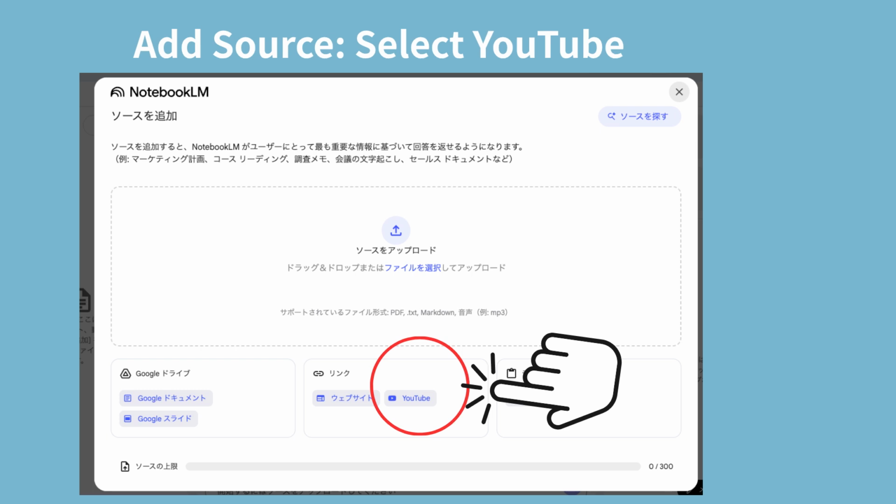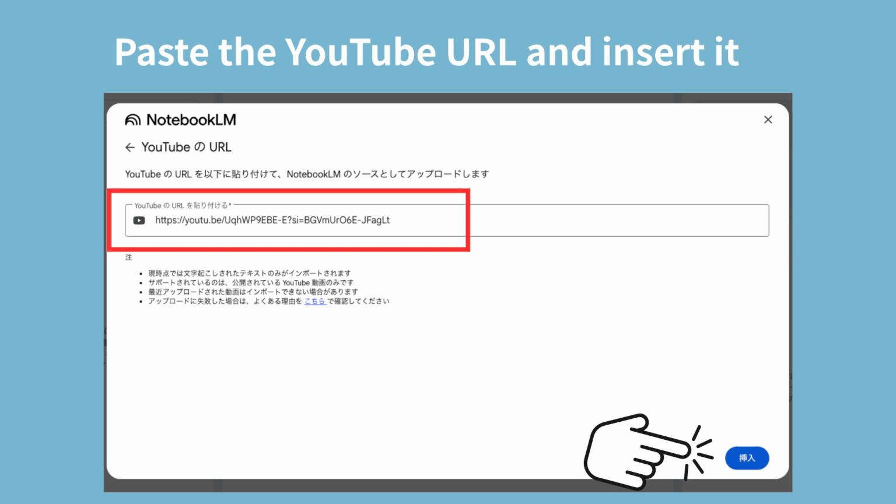This time, I'll choose YouTube as the source. Click the button to proceed. Enter the URL of the YouTube video you want to add and click Insert. That's all it takes to import it into Notebooklm.